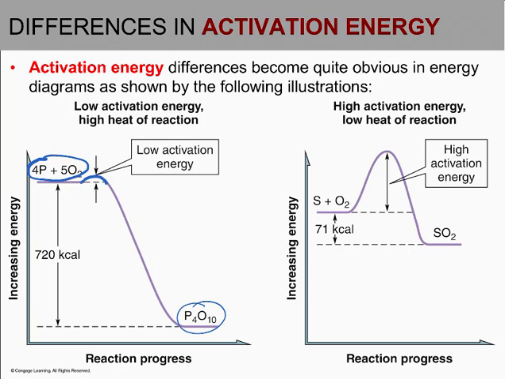Now you'll also notice that the difference in the energy levels of the reactants and products is really high. So we end up with quite a bit of energy that is released from this reaction. So 720 kilocalories of energy. So usually when you have a lot of energy that's released, or you have a huge energy difference between your reactants and products, it's because the reactants are really unstable. So they're really high in energy.